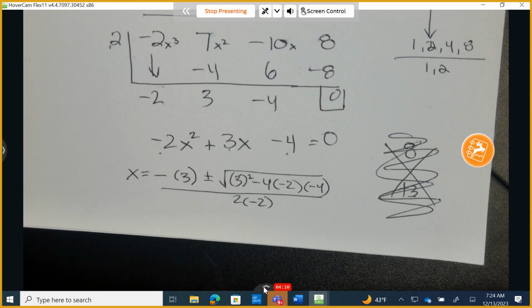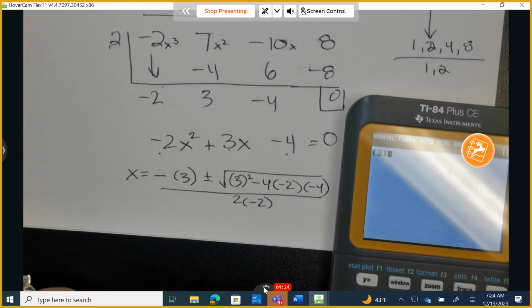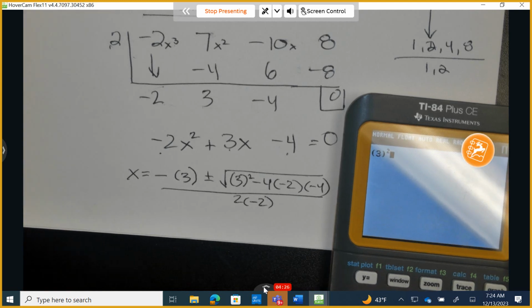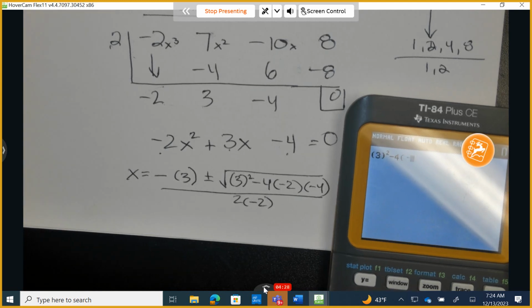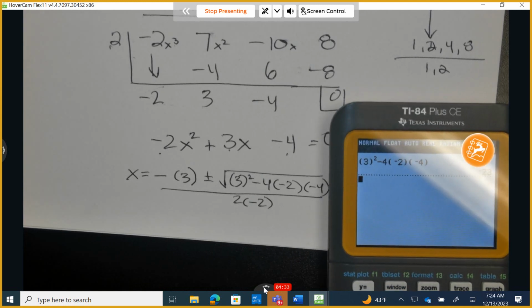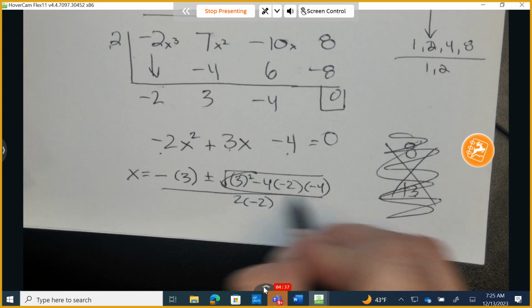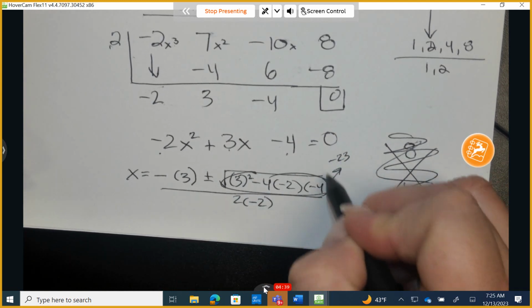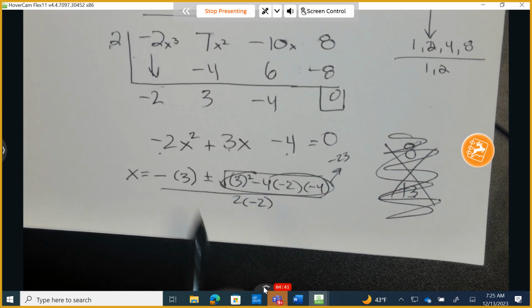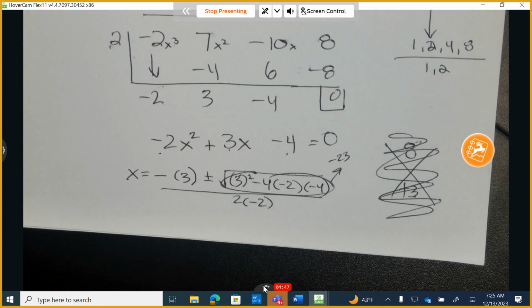I always start with the inside, and you're welcome to grab a calculator when we do that inside. So I have 3 squared, subtract 4 times negative 2 times negative 4. This is going to be what's called the discriminant. Here's my answer. Turn to your group. If this part right here equals a negative 23, what does that tell me about the 2 final answers? Turn to your group right now. It tells me the 2 final answers have to be imaginary. They have to be complex.